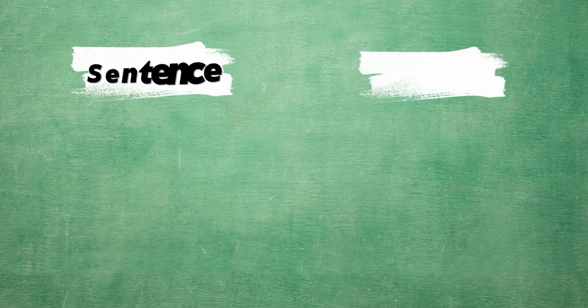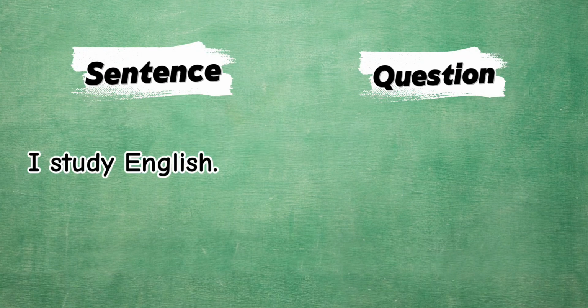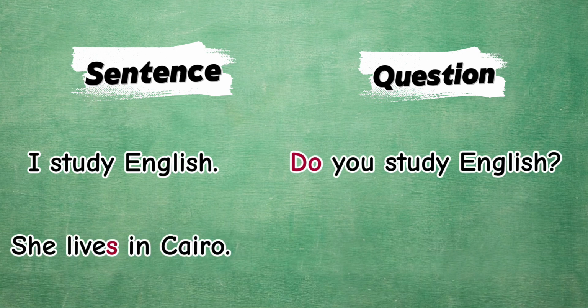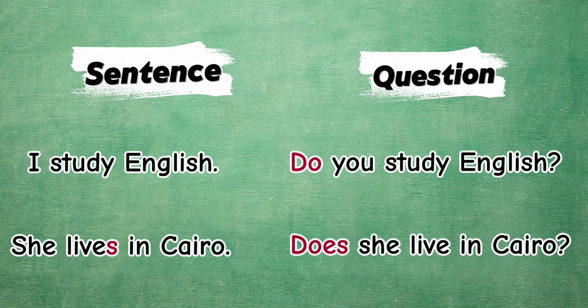Questions are done in the same way. تركيب السؤال بنفس الشكل. So originally if the sentence is I study English, there is no s, so the auxiliary would be do you study English? هل تدرس اللغة الإنجليزية? She lives in Cairo with an s, so the auxiliary is does she live in Cairo? هل تعيش في القاهرة? We start with the auxiliary or the helping verb in order to form the question.